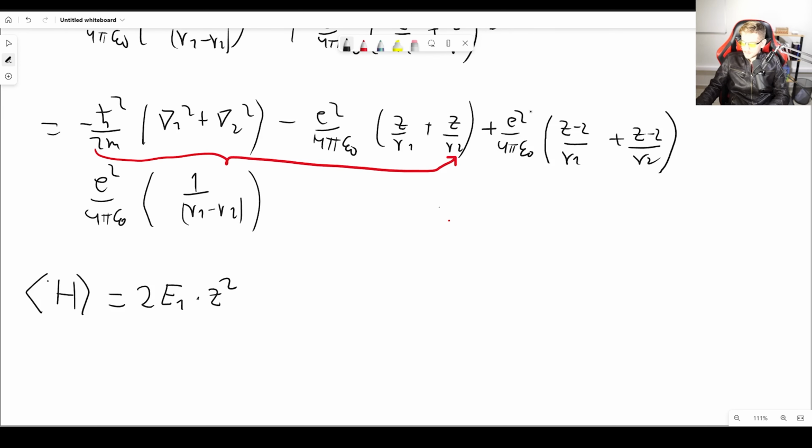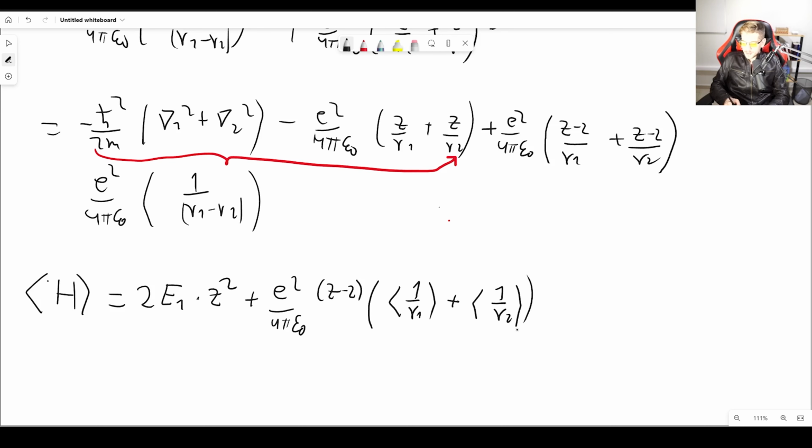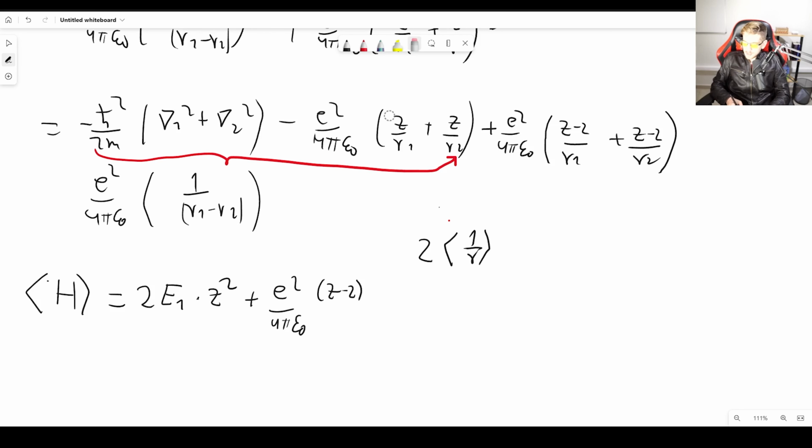Now we need the expectation value of this right here. So what is that expectation value? Well, let's see. So we get plus e squared over 4 pi epsilon 0. And then we can factor out Z minus 2. And we are left with the expectation value of 1 over R1 plus the expectation value of 1 over R2. However, there's no difference between both electrons. The expectation value of both is the same. So it's the expectation value of 1 over R. They are simply at 2 different places, but it's the same. So this is actually 2 times the expectation value of 1 over R. So we can simplify this, multiply by 2, and 1 over R.